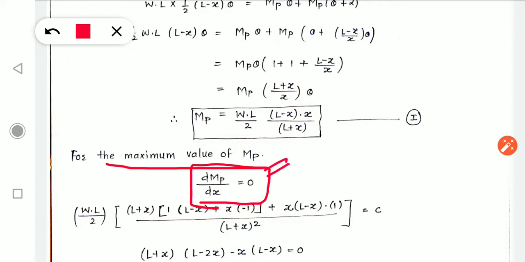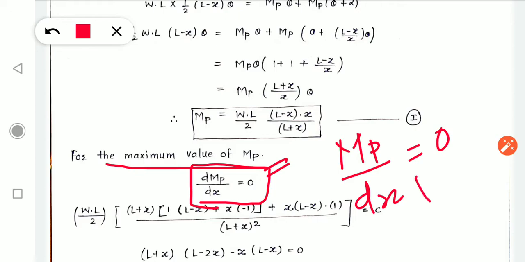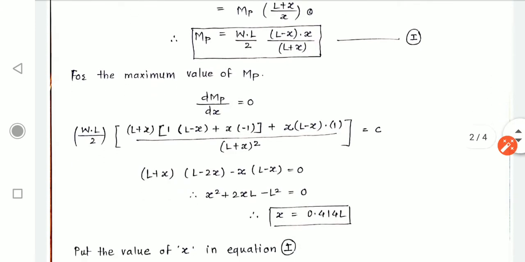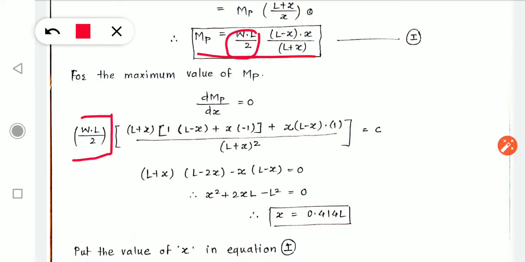We are differentiating the moment over a distance x and equating it to 0. It means that the slope at that point, at that x distance, will be 0, and where the slope is 0, there will be a maximum moment. That's why we are doing this differentiation. So differentiate this MP. We have taken this WL by 2 separately. This is the constant part, and the rest I have differentiated using the U by V differentiation.